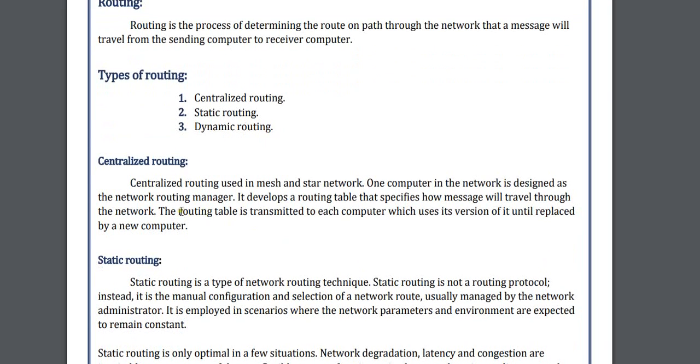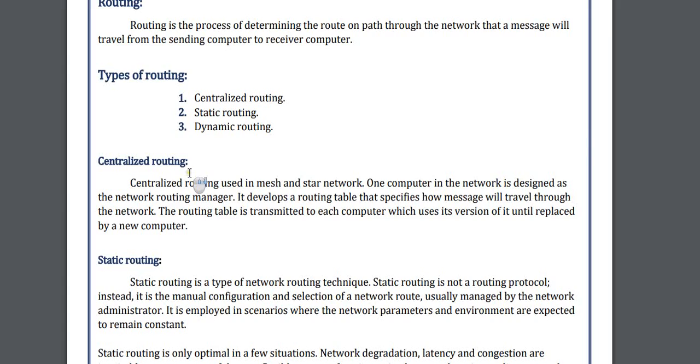Categorized routing is a routing which is used in mesh and star networks. One computer in this network is designated as the network router manager, which is centralized routing. In this routing we have a computer at the center that controls all the other PCs in this network. So this is known as central routing.